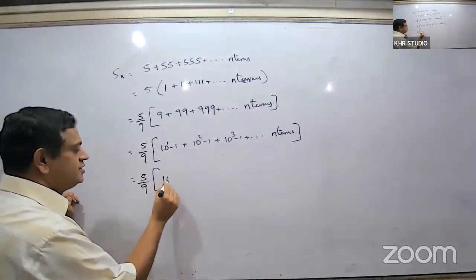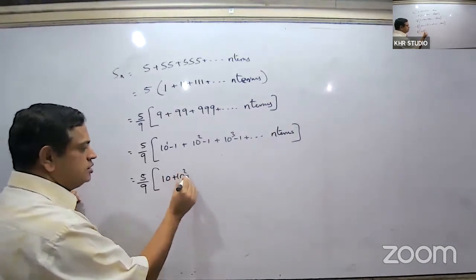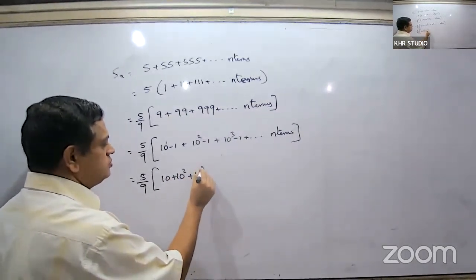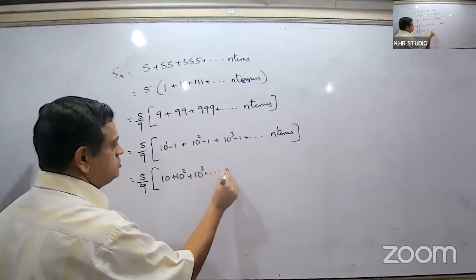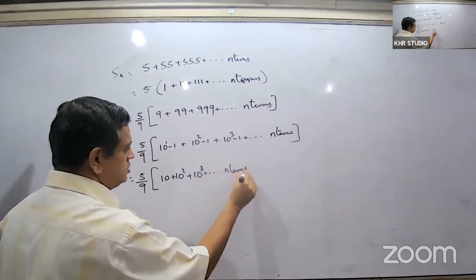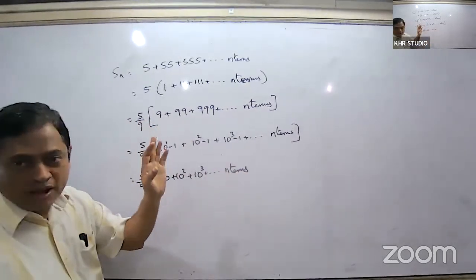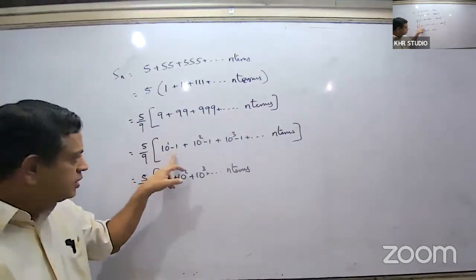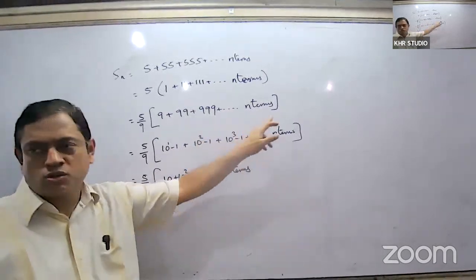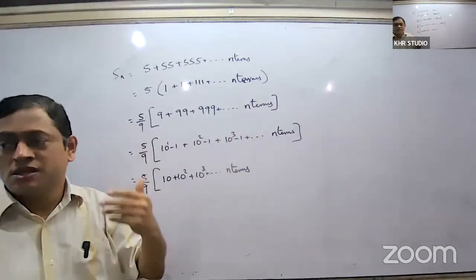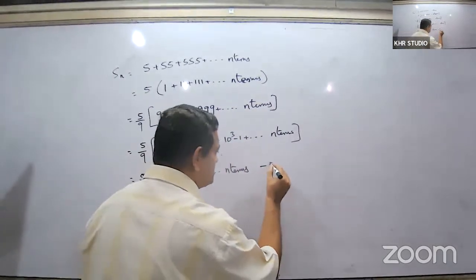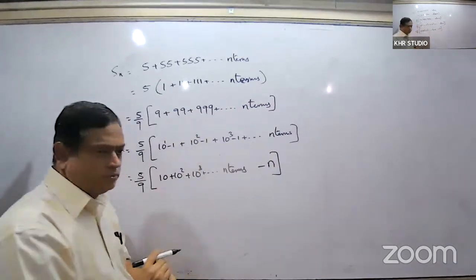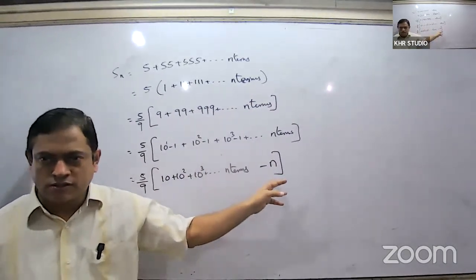Next, 10 plus 10 square plus 10 cube, etc. How many terms? N terms. Minus. How many minus 1 are there? Minus 1, minus 1, minus 1. How many terms are there? N terms means that is the same as minus n. Have you followed how it is minus n?